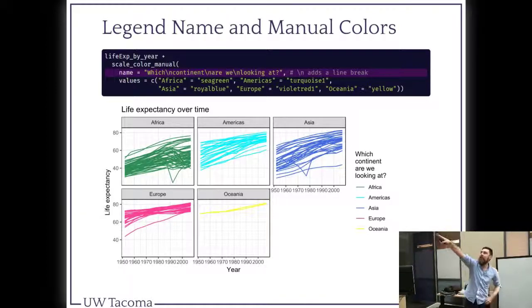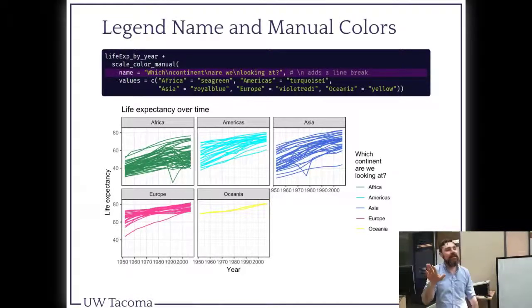The name argument to your scale is the name that goes on the legend. So you can see I've done, and I'll explain this in a minute, which continent are we looking at comes over here, which continent we're looking at is the legend. You'll see what I've done is I say which backslash n, continent backslash n, are we backslash n looking at. Backslash n in text like that is a line break character. So it breaks it onto a new line everywhere I put a backslash n.